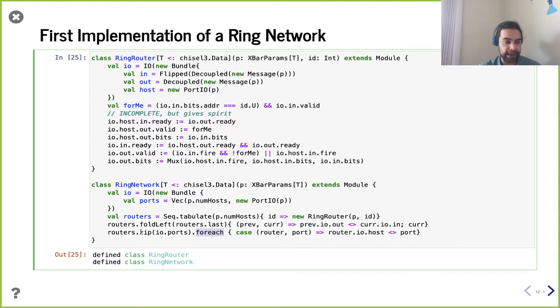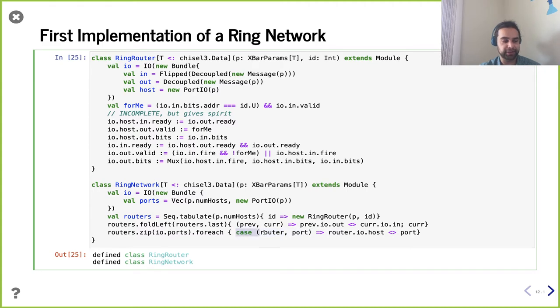The element happens to now be a tuple because we did a zip, right? So we had single elements in routers. We zipped those with single elements in io.ports, and now we've created a collection of tuples. And so now that we have tuples, each element is still a single thing. It's just a tuple. And so in order to get these bindings, we're using the case here.